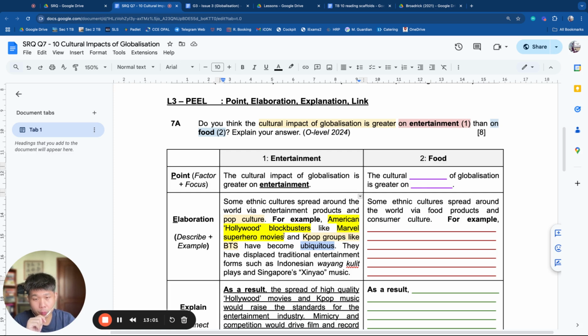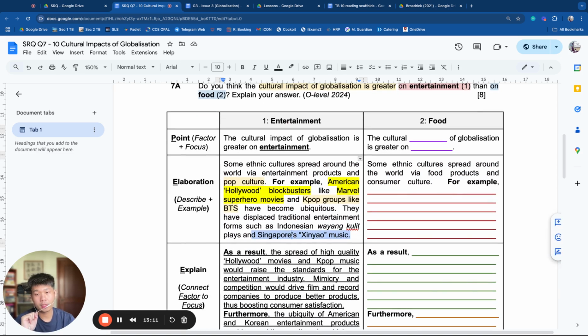And these ubiquitous dominant cultural entertainment products have displaced traditional entertainment forms such as Indonesian wayang kulit and Singapore's Sin Yao music. How many of you have heard of this Sin Yao music? Very few, I think, because they have been displaced. Because you are more interested in Taylor Swift and BTS and you no longer think or realize that Sin Yao was this Singaporean music form that existed in the 1980s and 1990s.